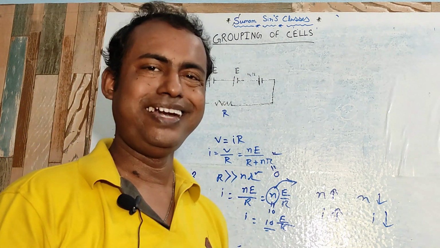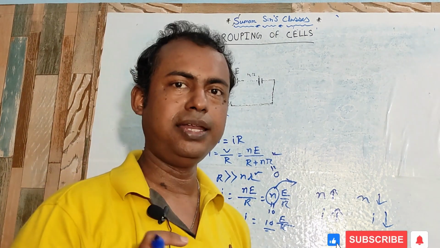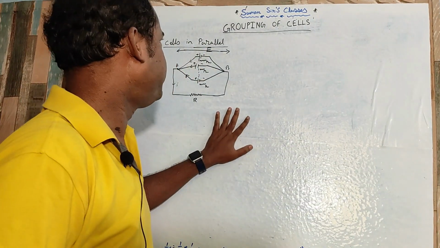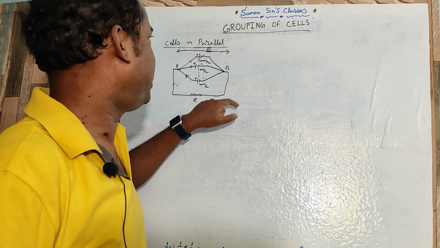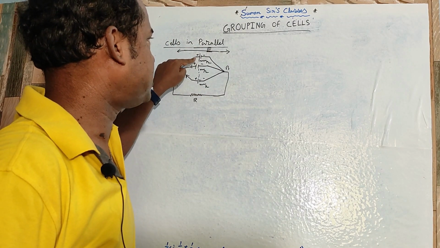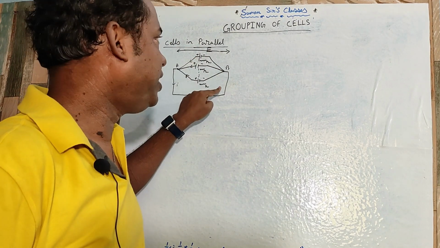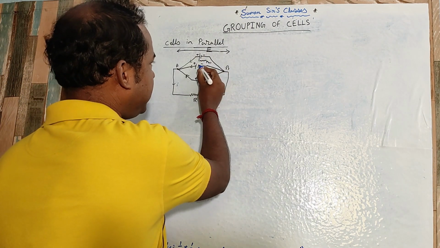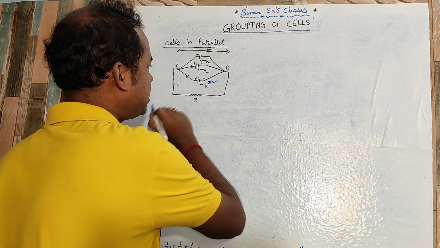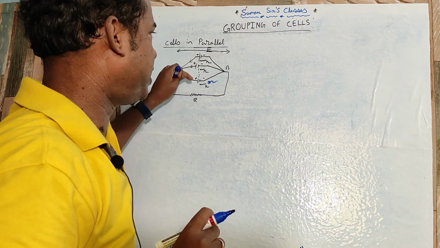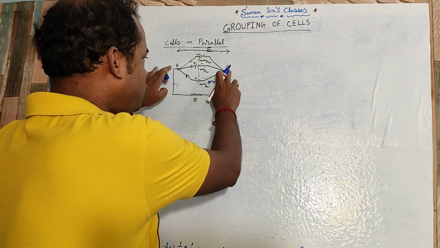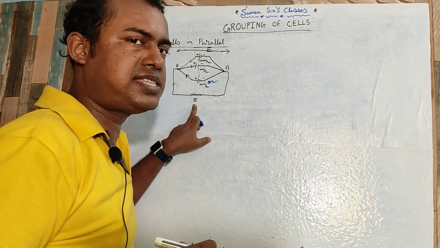Now we move to the next part, the parallel grouping of cells. Here the number of cells connected is first, second, up to m number of cells. So this is the first cell, second cell, and this is the m-th cell, connected one after another in parallel. Parallel means the starting and ending points are both the same. Here we connect the external resistance R.